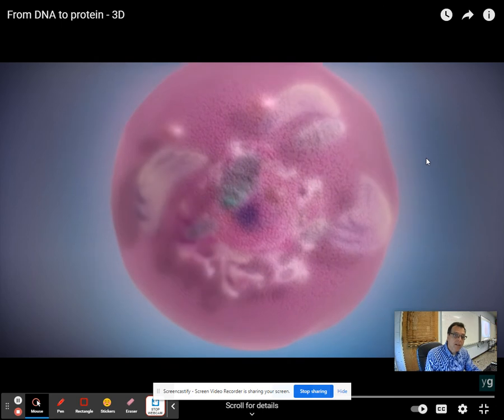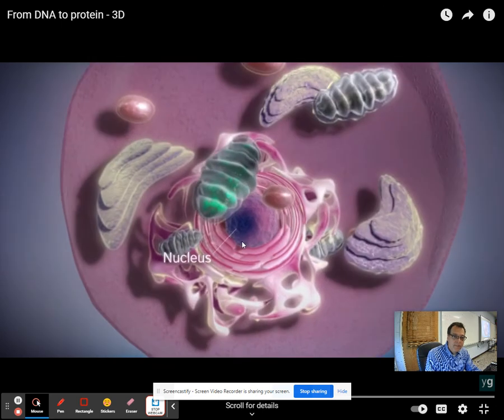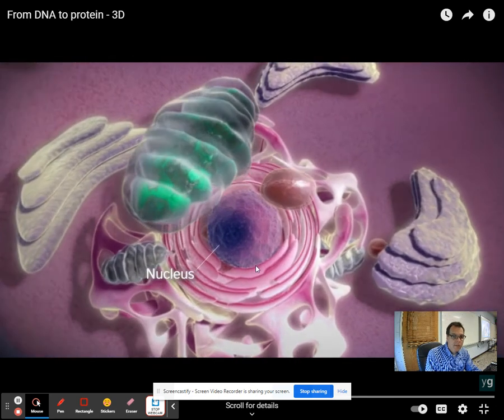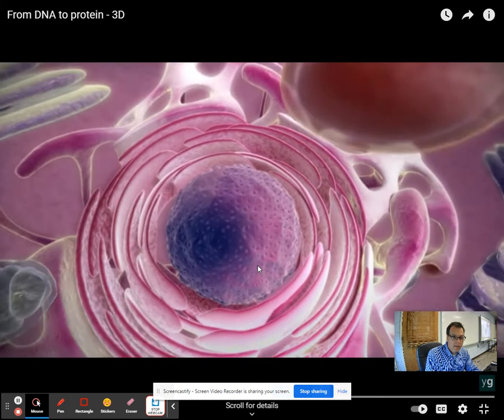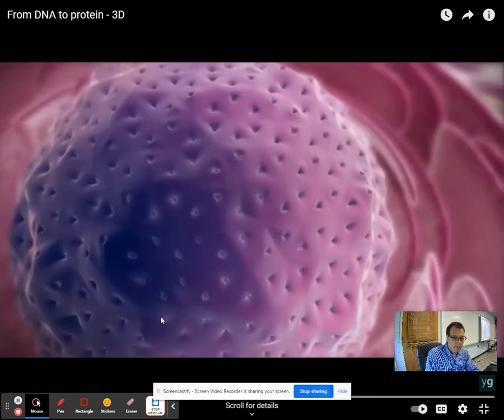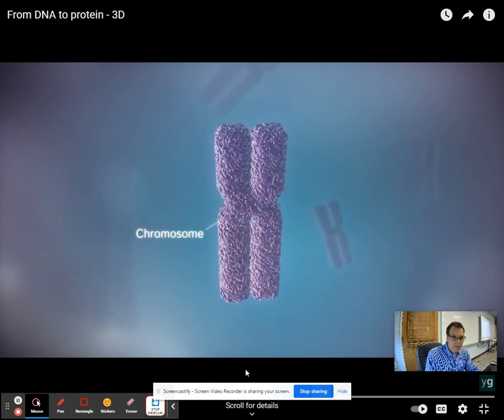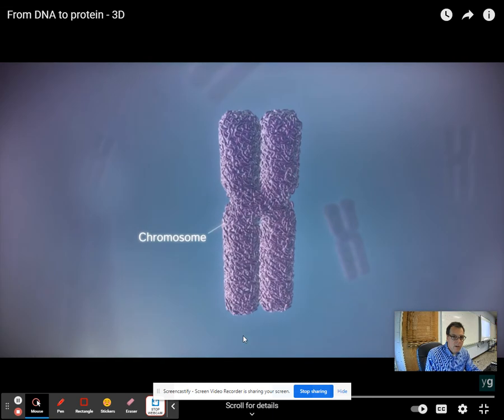The cell, obviously. There is a structure called the nucleus. The nucleus contains the genome. In humans, the genome is split between 23 pairs of chromosomes. When we talk about the genome, we're talking about all the genetic material, right?